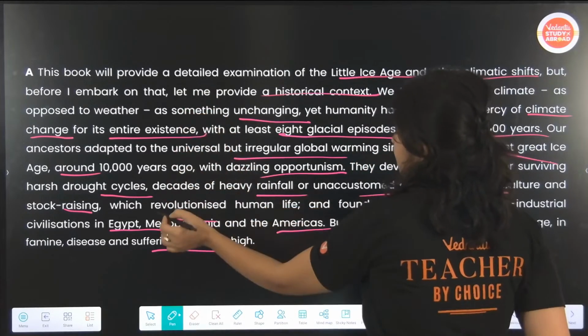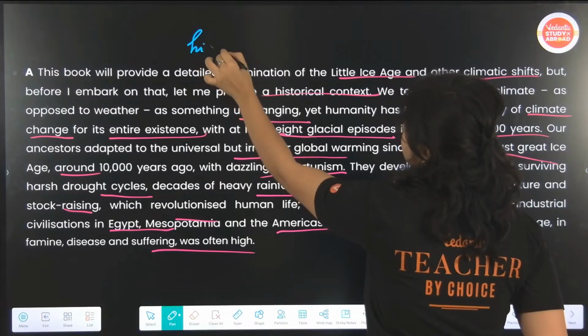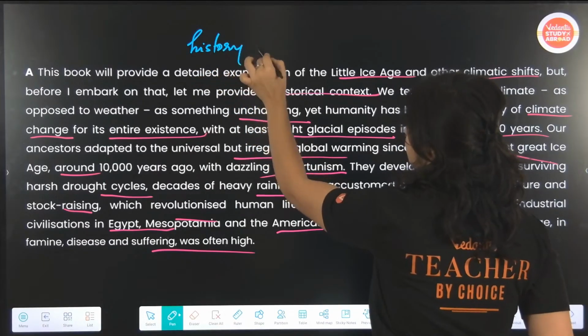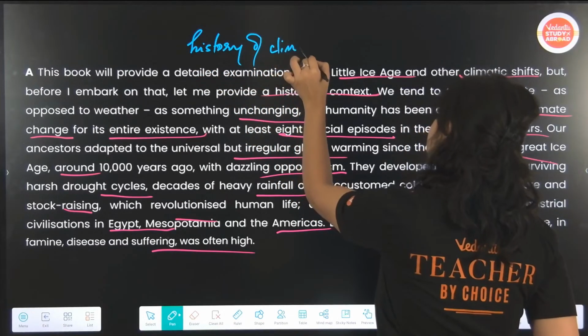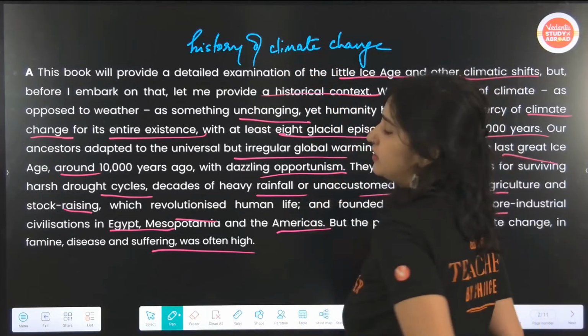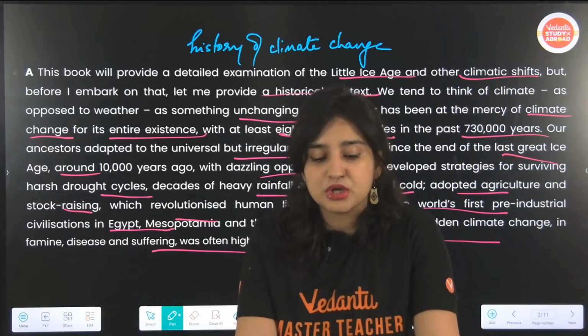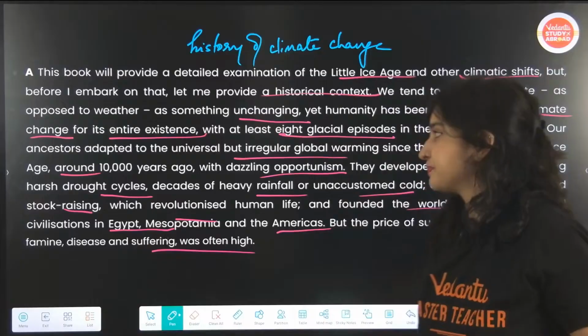All right, so what is this paragraph about? It's about history of climate change. All right, how there has been climate change throughout the history of planet Earth.